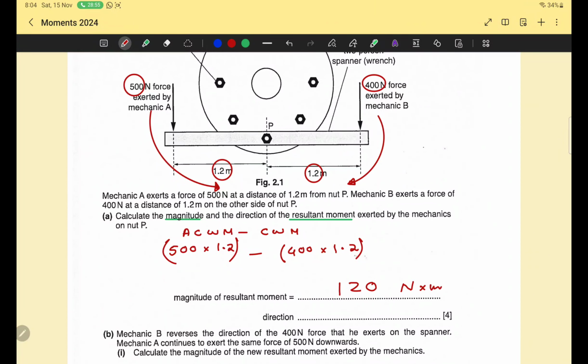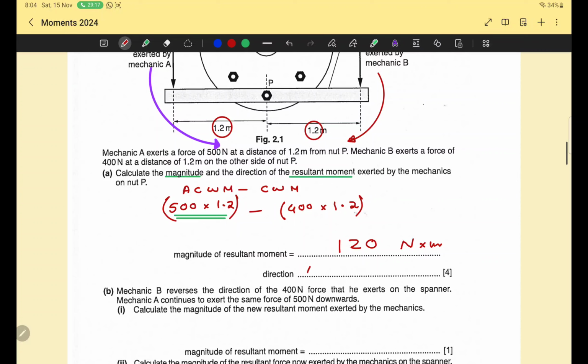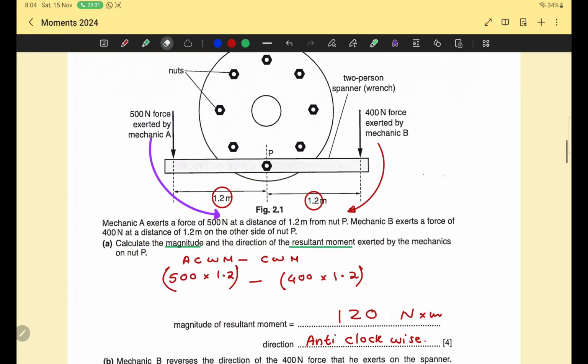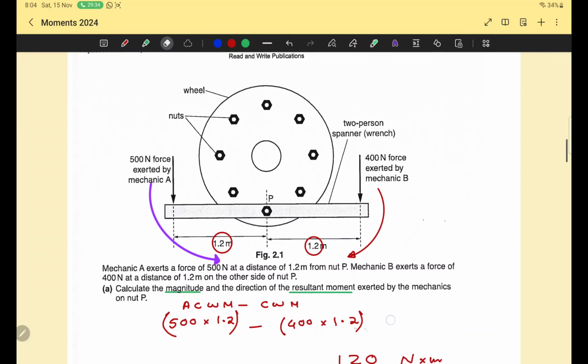If you solve these numbers using a calculator, the answer will be 120 Newton meter, and they are asking what is the direction of the resultant. So check which moment is greater. The anti-clockwise moment is greater, this moment is stronger, so the direction of the resultant moment will also be anti-clockwise. This anti-clockwise turning effect is greater, so the resultant moment will be anti-clockwise. So this is also a very simple question.